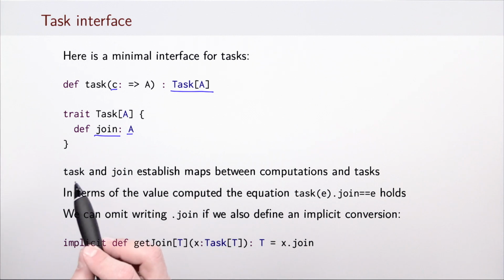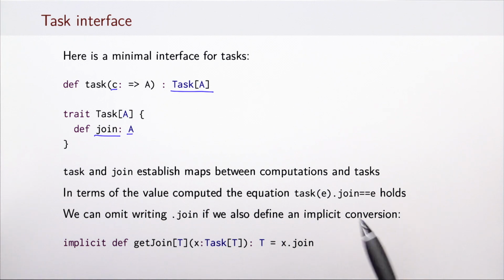So this construct, lowercase task and join, establish a map between computations and tasks that perform these computations. Therefore, if we create a task with task of E and later join this task, the value that we obtain should be the same as evaluating E. But of course, the benefit is that this computation of task of E is proceeding in parallel. If we wanted to omit writing .join in some cases, we could also define an implicit conversion in the following way. This getJoin takes a task and automatically applies the join method on it.